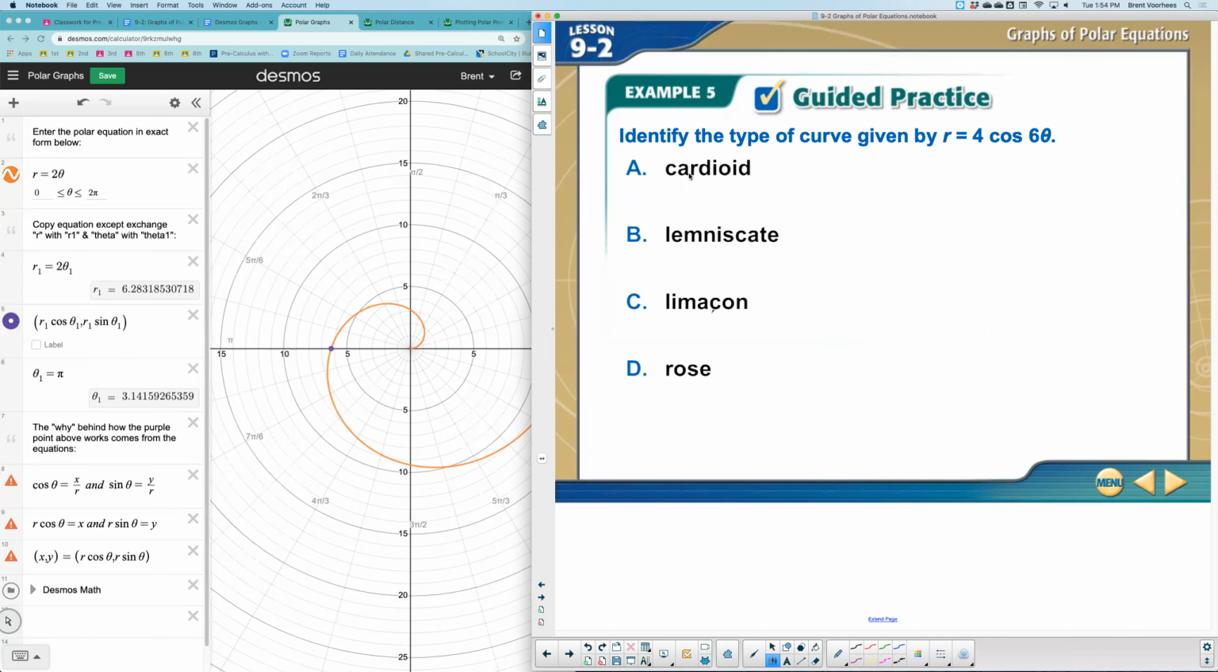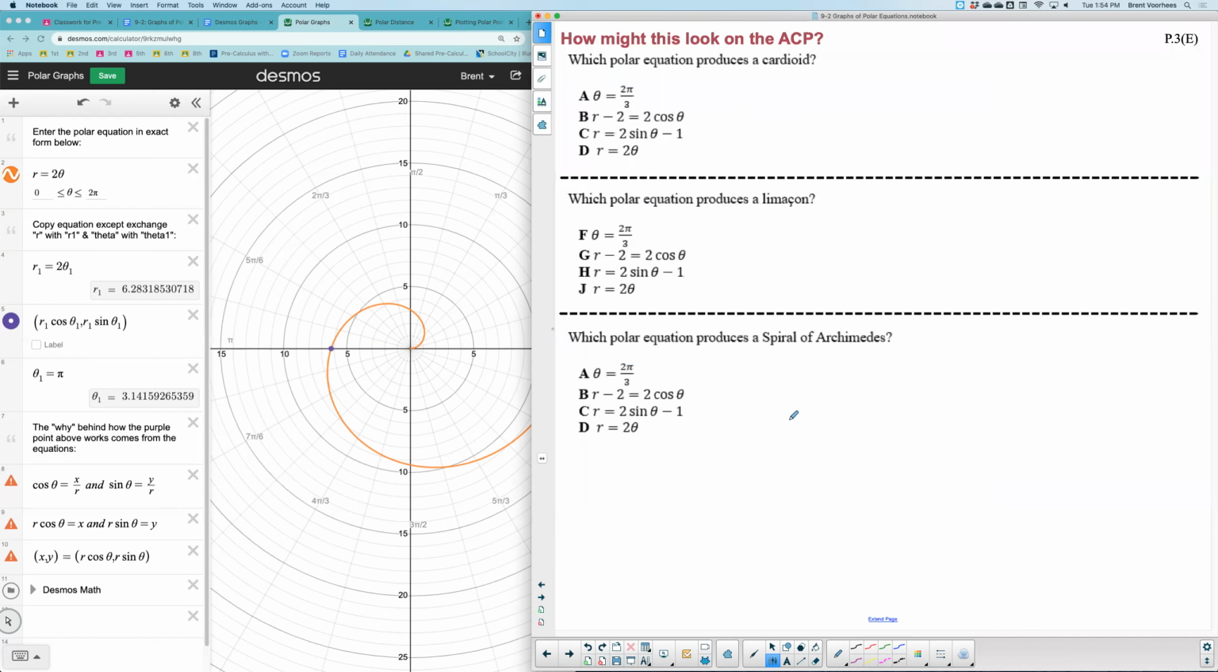All right, general overview. Cardioid is going to look like a heart or a butt. Limnoscate is going to look like an 8. Limicon is going to have an inner loop. And a rose is obviously going to look like a flower. So ACP problems, how might this look?